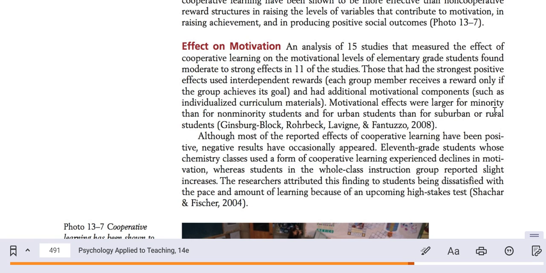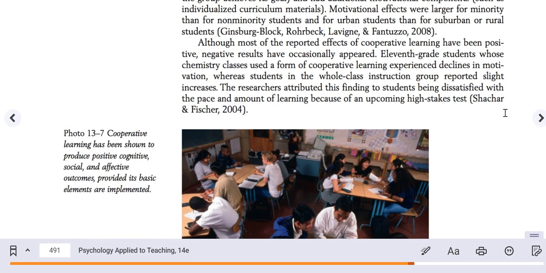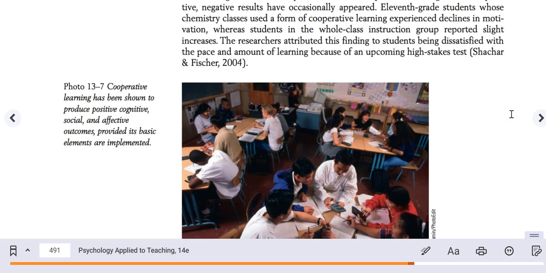Although most of the reported effects of cooperative learning have been positive, negative results have occasionally appeared. 11th grade students whose chemistry classes used a form of cooperative learning experienced declines in motivation, whereas students in the whole class instruction group reported slight increases. The researchers attributed this finding to students being dissatisfied with the pace and amount of learning because of an upcoming high-stakes test.